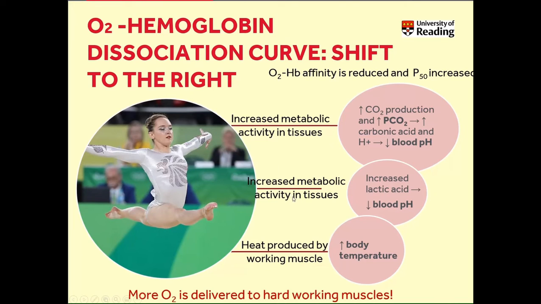Increased metabolic activity in tissue also increases lactic acid, which can lead to a decrease in blood pH. And the heat produced by working muscles will increase the body temperature. These are all factors that can promote the shift to the right of the oxygen hemoglobin dissociation curve. Why? Because then more oxygen can be delivered to hard working muscles.